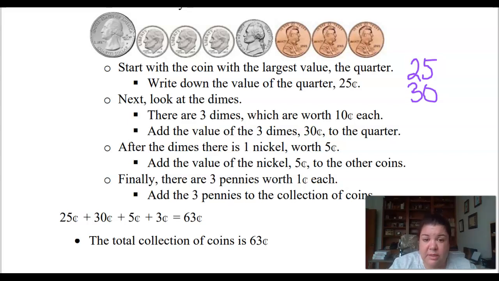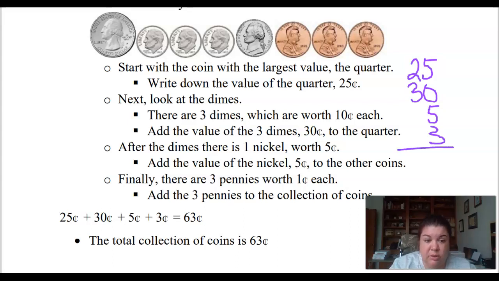And then after the dimes, there's a nickel. That's only worth 5 cents. So you've got to keep them in line, because if you don't keep them in line, you could really mess up your math. And then there's these coins, which are worth how many? 3. Yeah, 3 cents. Because they're worth 1 each. That 3 looks funny, doesn't it?